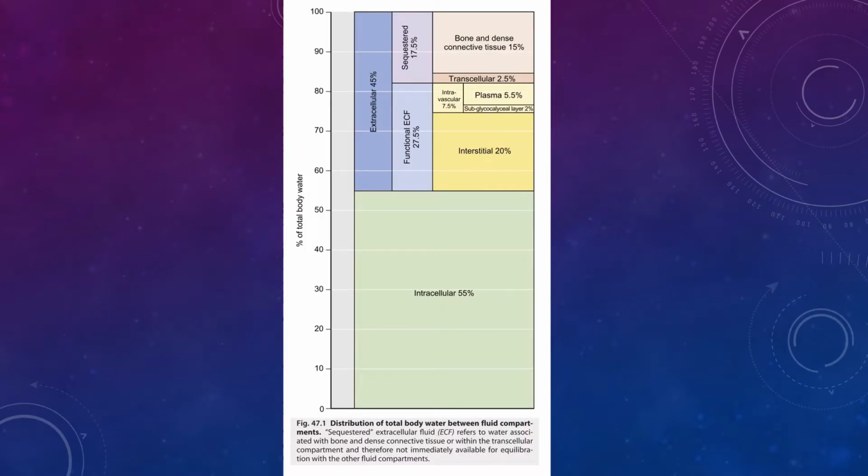This is just a chart showing the distribution of total body water. Intracellular compartment comprises about 55%, whereas the extracellular compartment is 45%. The extracellular compartment is then broken down into functional extracellular fluid, which is about 28%, and this is further broken down into interstitial plasma and intravascular fluid. The sequestered extracellular fluid is mostly fluid that is in bone and dense connective tissue.